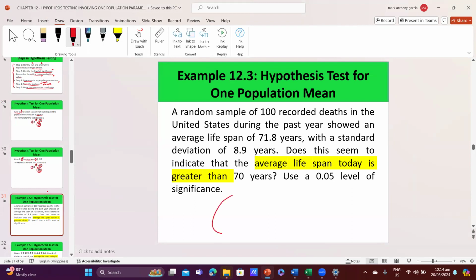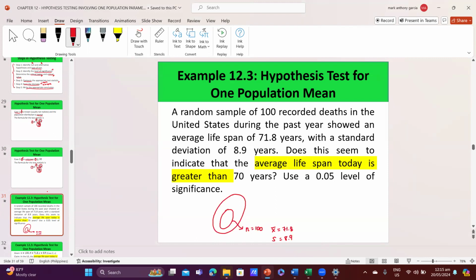So in this example, the population of study would be the set of all dead American people. And then the data that we collect from these dead American people is their death age. And in this situation, we obtain a sample of small n equals 100, and we found out that the average death age of these 100 dead Americans is 71.8 years, and the standard deviation of these 100 death ages is S equals 8.9.